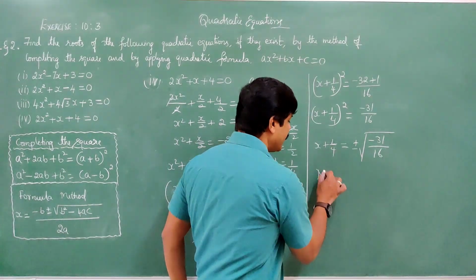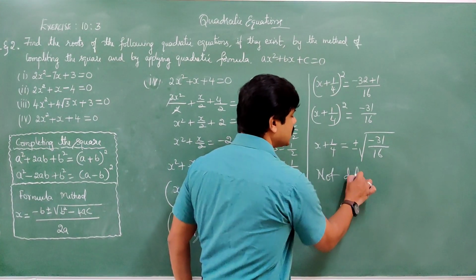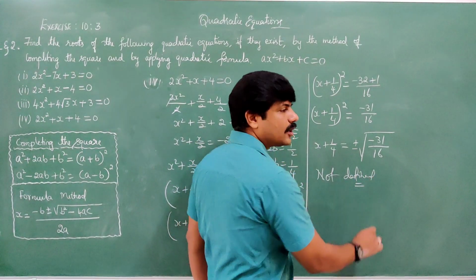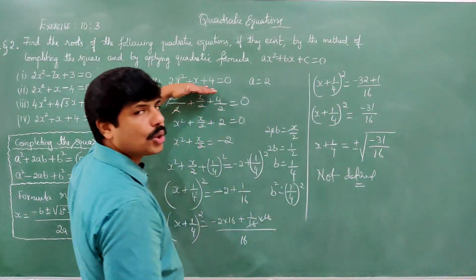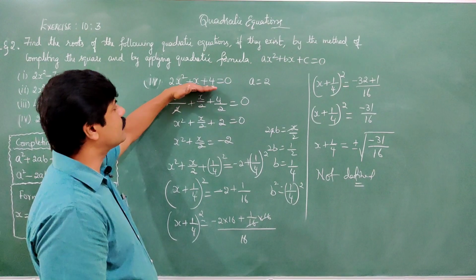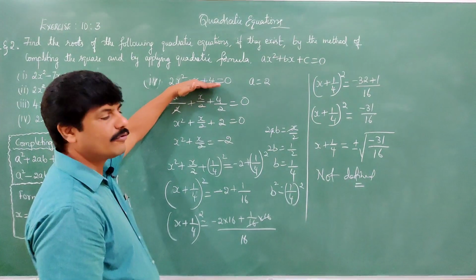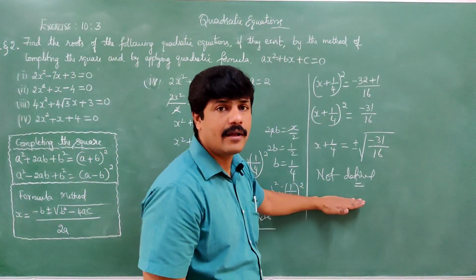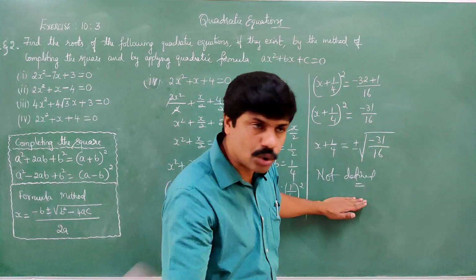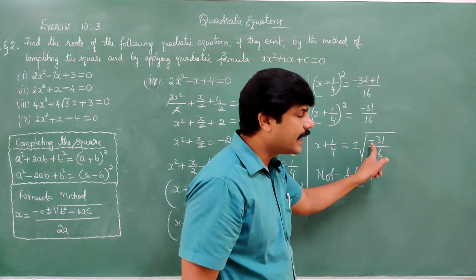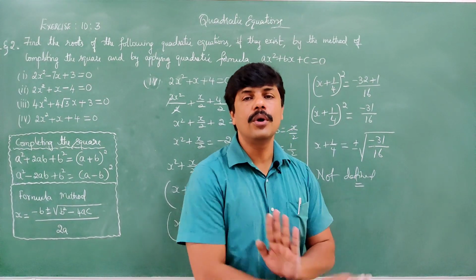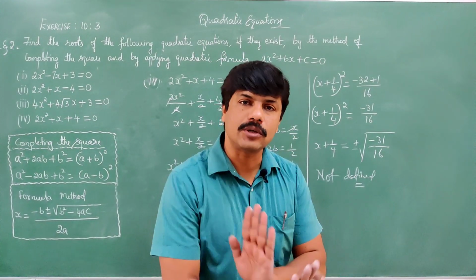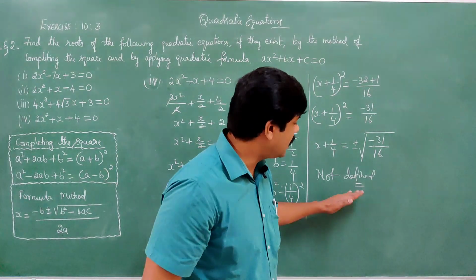Therefore, not defined, not possible to define, not possible to find any roots. You can say that there are no roots for this 2x square plus x plus 4 is equals to 0. It is not defined. Why not defined? No roots here, no roots at all. Why no roots? Because inside what is there? Inside the square root, minus is there. Therefore, no roots. Understand? It is not possible to define. It is not possible to find the roots.